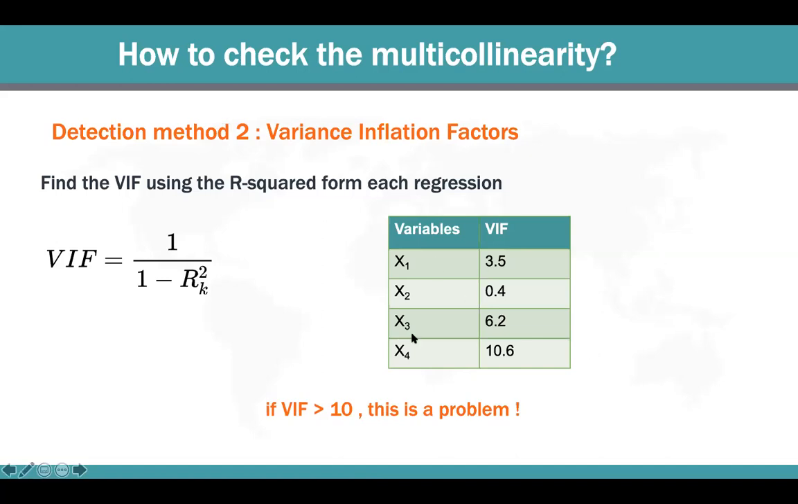So this is the data. After we run all the X variables, put each in the dependent variable position, and regress it against the 3 other X variables, we see how they go with the variance inflation factors. We can see that X1 equals 3.5, X2 0.4, X3 6.2, and X4 10.6.